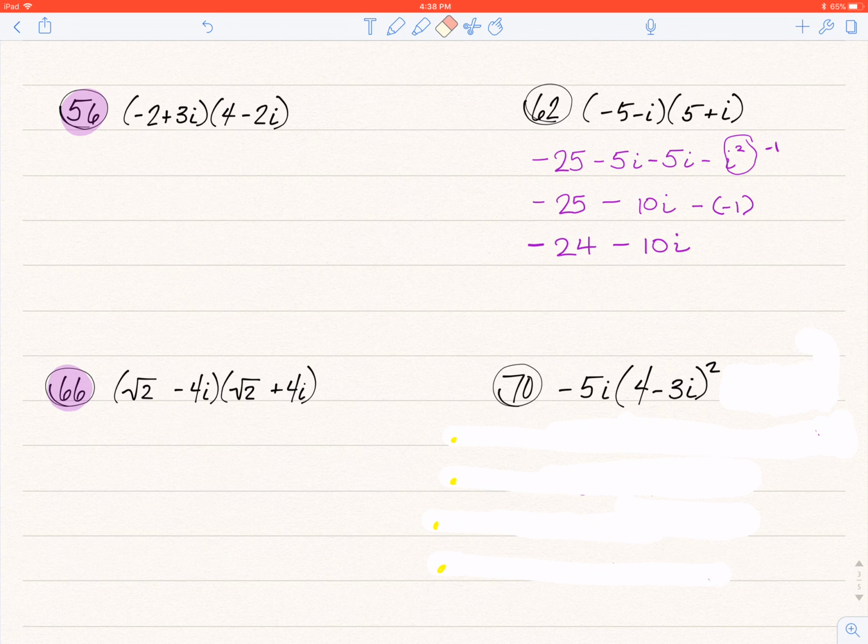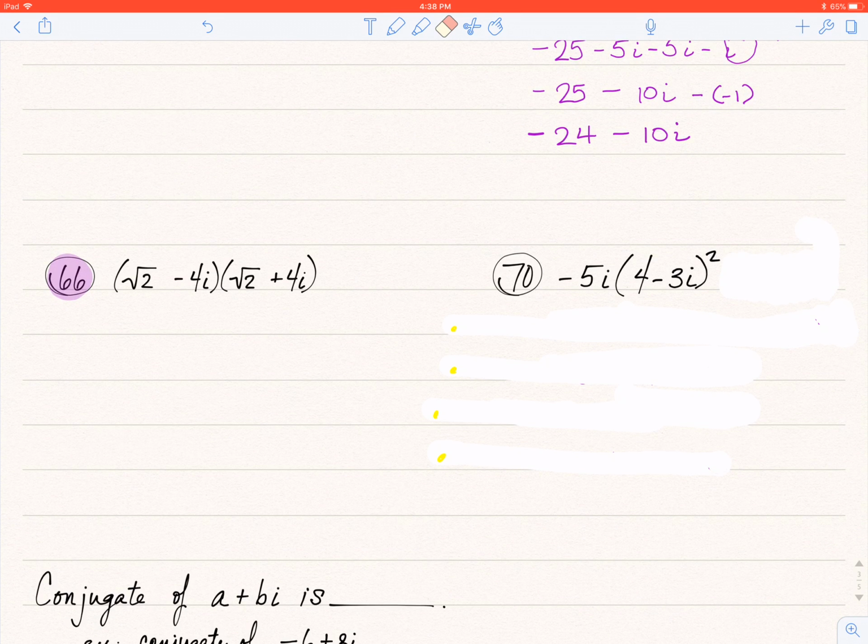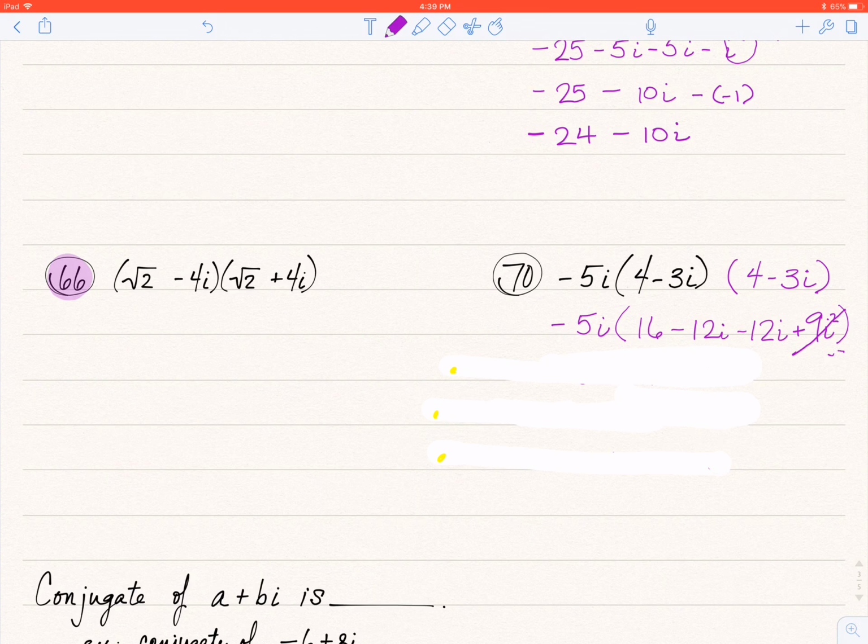Now, for number 70, what I'd like to do on this one is rewrite that 4 minus 3i. Since there's two of them, let's go ahead and get rid of the square and simply write two of them. And I'm going to FOIL the last two quantities, and then I'll deal with the negative 5i out front. So I have my negative 5i, didn't do anything with that. But I FOILed the last two, and I got 16 minus 12i plus 9i squared. Don't forget that plus 9i squared, this whole entire term, is going to turn into a negative 9.